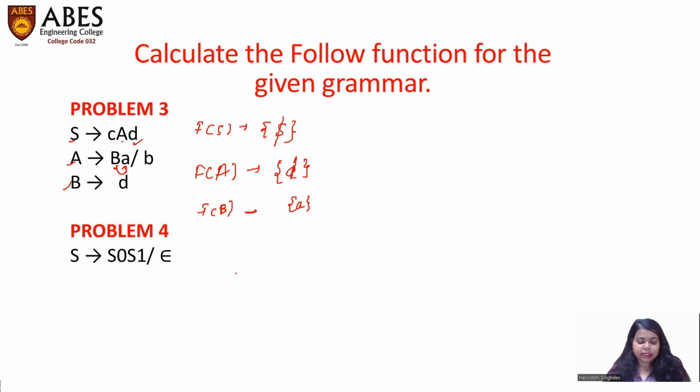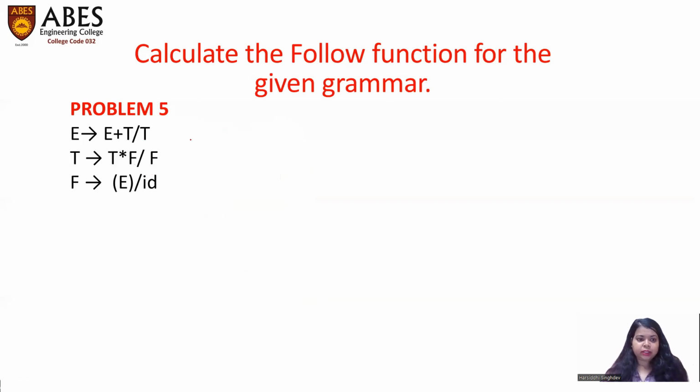Now let's see the next example. S is the starting symbol, and S is also occurring in the right hand side. So we can say 0 and 1 come after S. We write that follow of S contains first the dollar symbol, because it is the starting symbol of the production. Then after S we are encountering 0, and after 0 we are encountering 1. Okay, so this is the follow set of S.